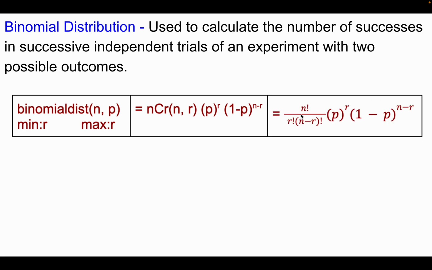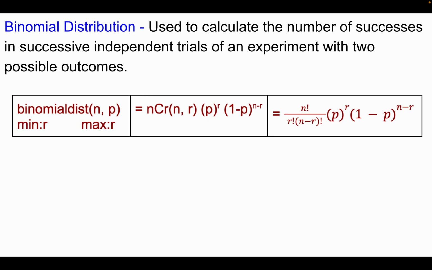And then this is just that same formula written a different way. Remember that the number of combinations, the way Desmos actually calculates that is n factorial over r factorial times n minus r factorial. But the second part of the formula is the same as what's written over here. Now, these are three different ways to calculate the value of a binomial distribution. They will all give you the same answer.